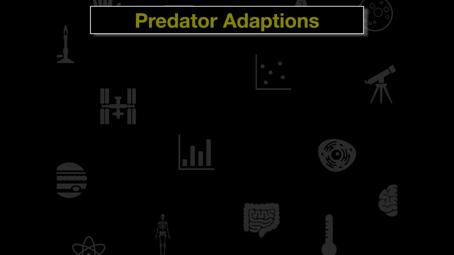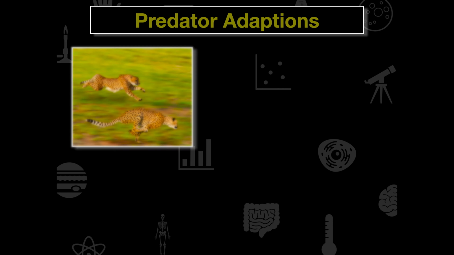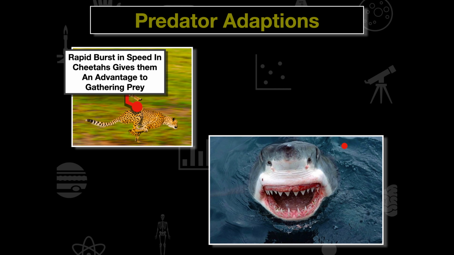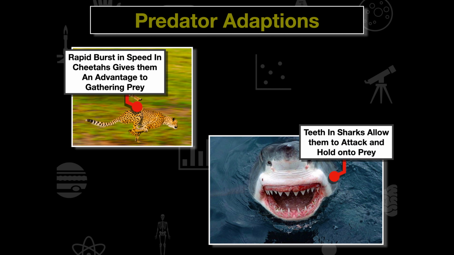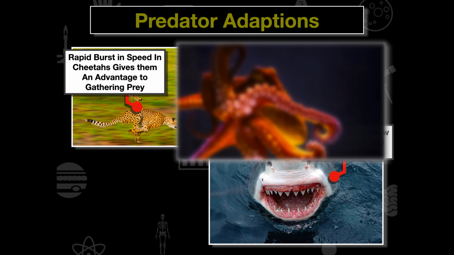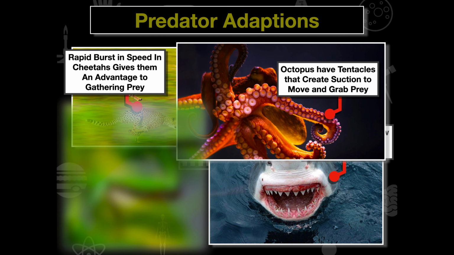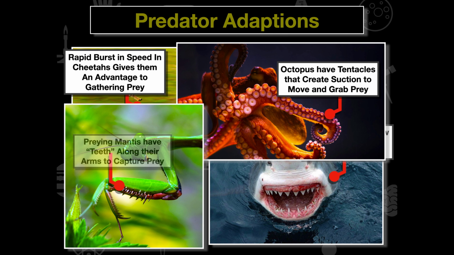And when we think about typical predators, they're going to have all of these adaptations that allow them to hunt down prey easily. In the case of cheetahs, we have rapid bursts in speed. In the case of sharks, we have giant teeth that allow them to latch and hold on to the prey. Octopi have tentacles, and we also see almost suction-cup-like appendages that allow them to grab onto the prey. And then we have this praying mantis here, which has teeth along its appendages as well. These predator adaptations are going to allow the predator-prey relationships to fluctuate, and that's really what we're focusing on.